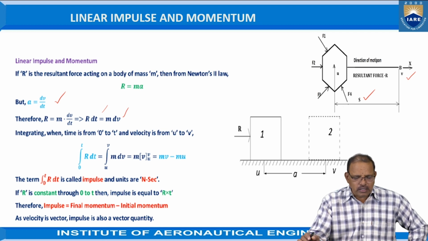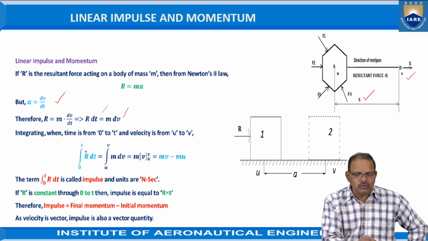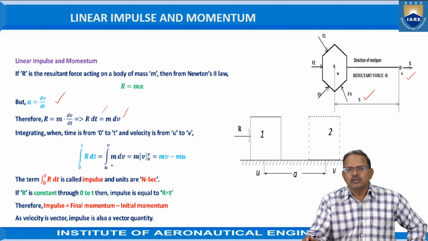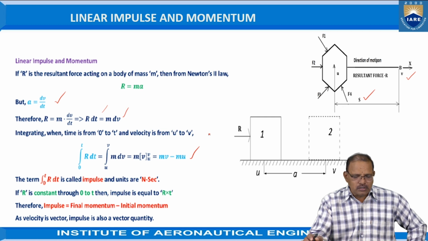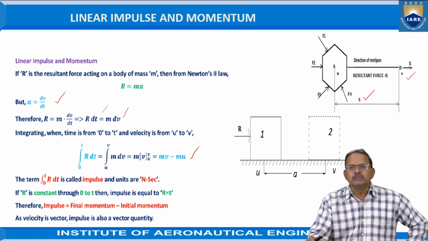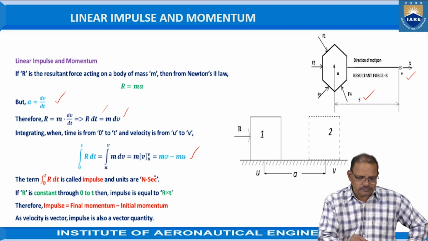Integrating for the distance moved from position A to B, that is s, R dt, with time taken from 0 to t, is equal to m dv, where the velocity changes from initial velocity u to v as shown in the figure. Hence, it is equal to mv minus mu. So, the integration of R dt is called impulse, that is, the product of force and time. The units are newton second.